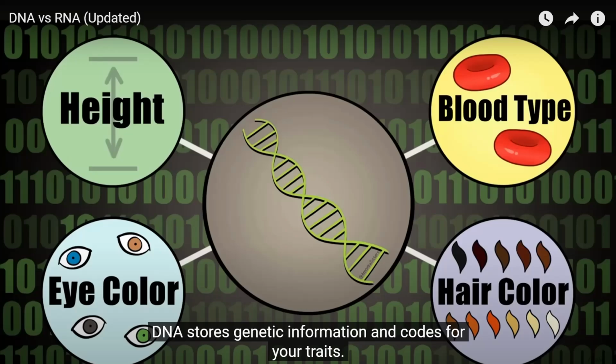So I got short genes, a short trait, from my mom. My dad is almost 6 feet tall. My mom is 5'2". And sadly, I cannot reach things on the high shelf because my mom's genes are more dominant. Eye color is a trait. Hair color is a trait. And your blood type is a trait.